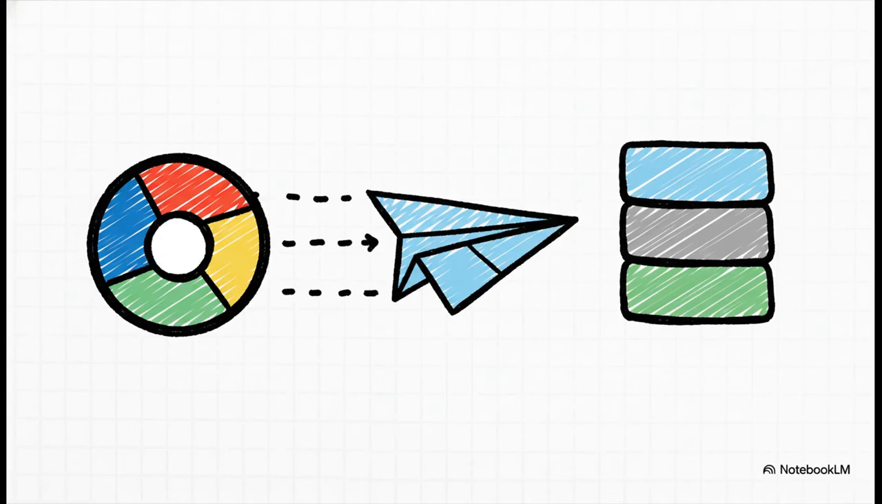Okay, the line is open, the connection is stable. Now your browser can finally ask for what it came for. It sends out what's called an HTTP GET request.